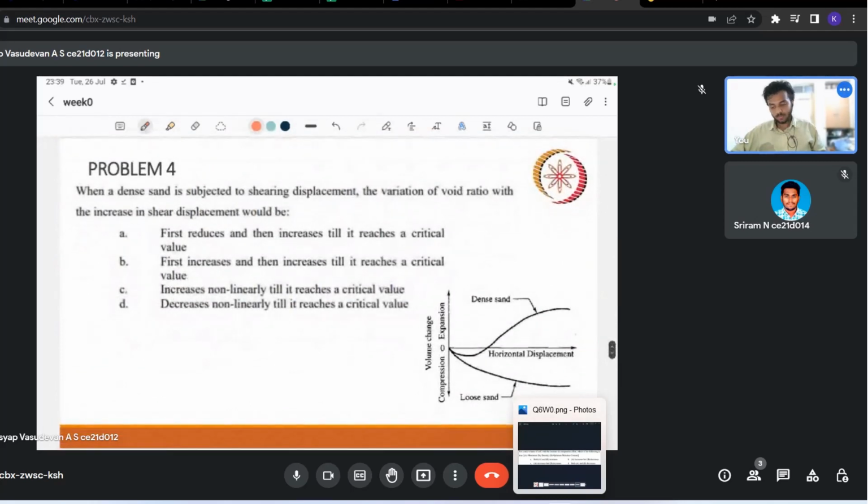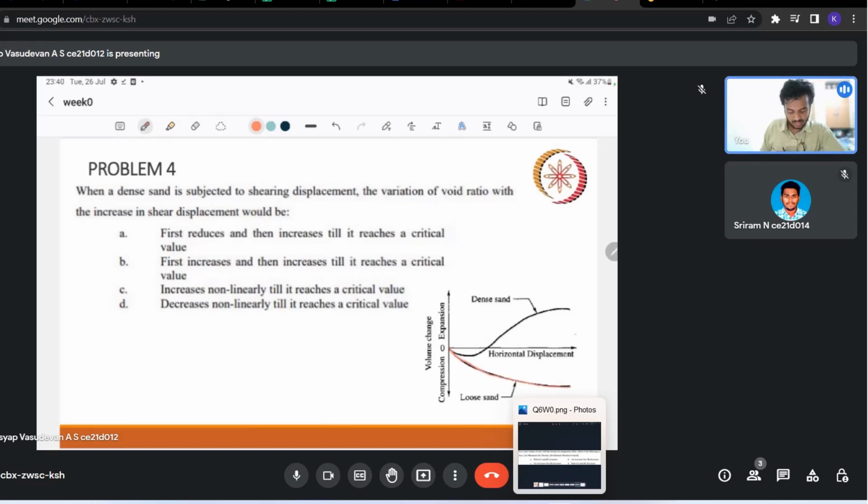Okay, problem 4 deals with void ratio. The question is asked like: when a dense sand is subjected to shearing displacement, how will the variation of void ratio with increase in shear displacement look? Whenever we do a direct shear test on a sand, we can get a result as we are seeing in the graph. If it is a loose sand, as we increase the displacement, it will keep on getting compressed, as you can see.